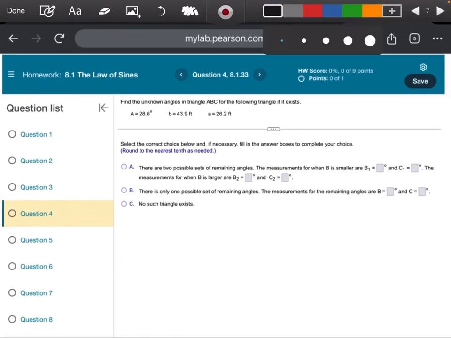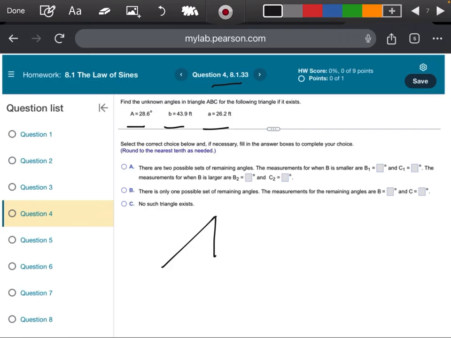All right, y'all, this is problem number 4 out of 8.1, and it says, find the unknown angles in the triangle ABC for the following triangle if it exists. Okay, so look, y'all, they give us an angle A, they give us a side B, and they give us a side for A. So I'm going to try to draw a triangle here, see what we end up with.